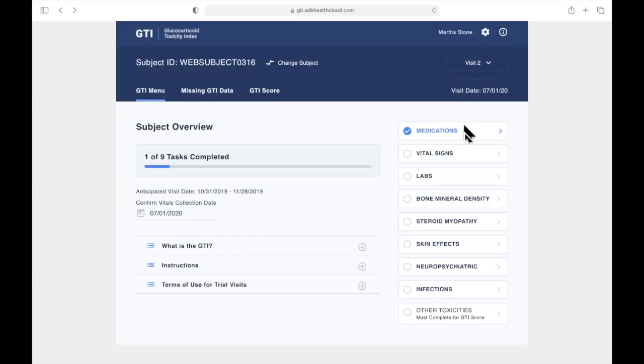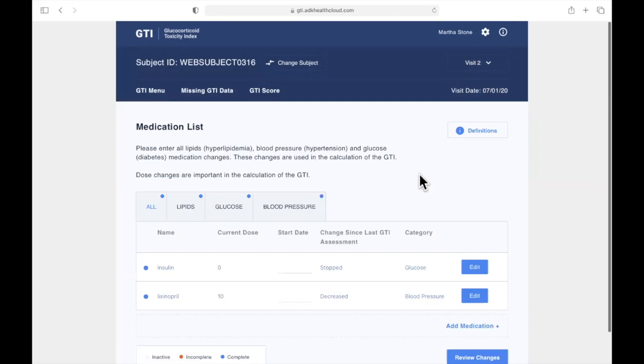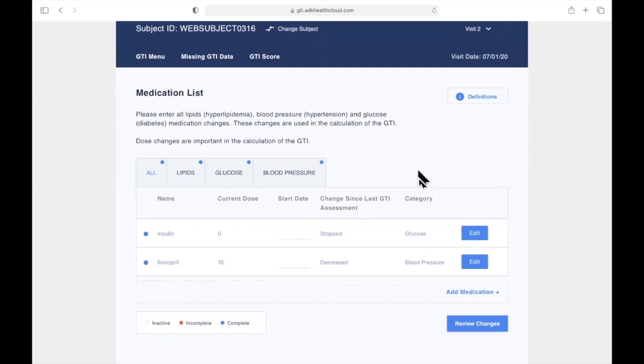This is the main screen, the home page, if you will, of the GTI app. And it is arranged according to a logical flow in a clinical trial visit for a patient. So the first thing that happens in a clinical trial visit is the coordinator will update the patient's medications. The patient's baseline medications were already entered. The patient was on insulin. You can see over on the lower left at baseline.